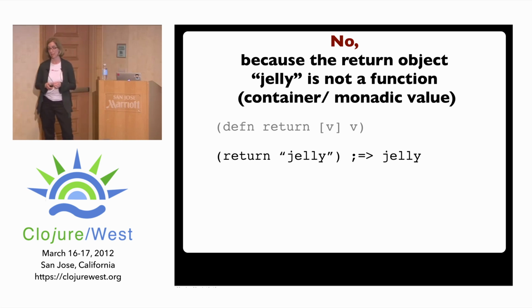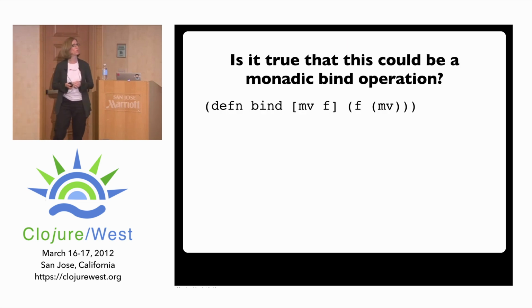Okay. The door asked another question. Is it true that this could be a monadic bind operation? Let me see. So if we call bind with a monadic value and a function, and we take this monadic value and execute it, we get the value back, so we apply the function to it. Maybe, let's see this in action.